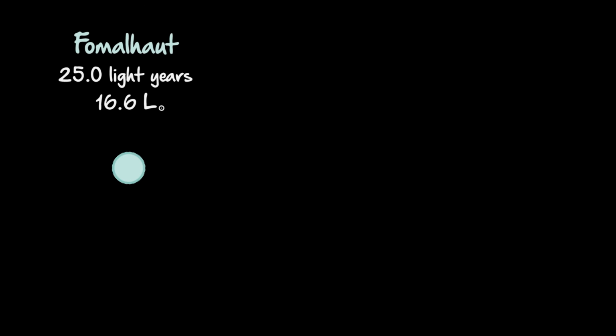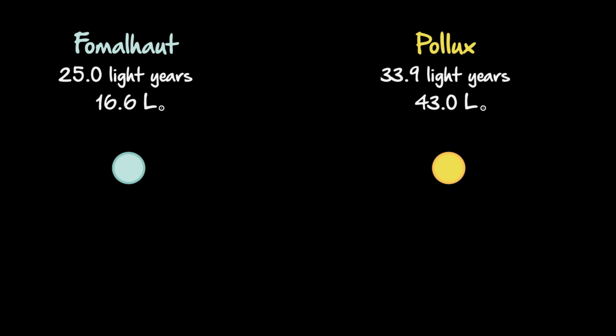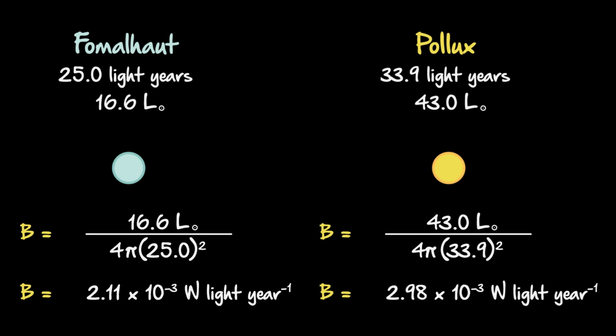Let's apply these relationships to some examples. Fomalhaut is 25.0 light-years from Earth and outputs 16.6 solar luminosities. Pollux is 33.9 light-years from Earth and outputs 43.0 solar luminosities. This information can be used to prove that both stars have approximately the same brightness as seen in our night sky. For Fomalhaut, brightness equals 16.6 divided by 4 pi times 25.0 squared.